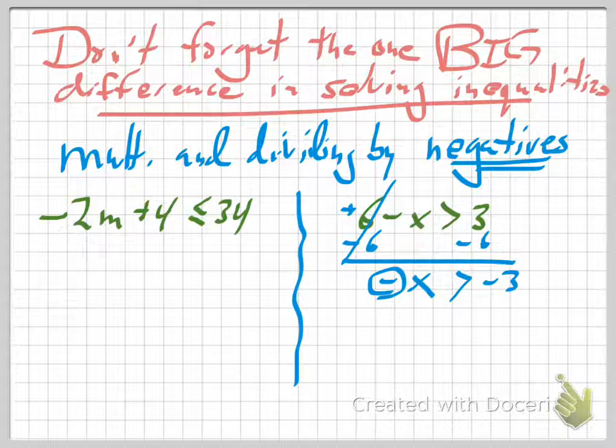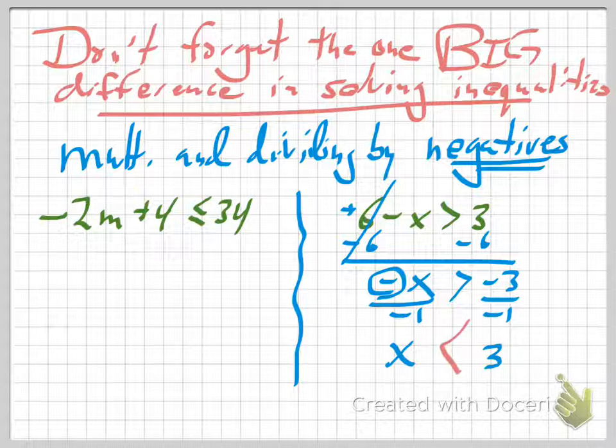Okay? Now to get rid of a negative sign, the easiest thing you can do mathematically is multiply or divide by a negative 1. By multiplying by negative 1, you don't change anything. Same thing with dividing by negative 1. All it does is reverse the sign. So negative x divided by negative 1 is just plain x. And negative 3 divided by negative 1 is just plain 3. But the inequality sign has got to switch direction. So the answer to this one is x is less than 3, not greater than.